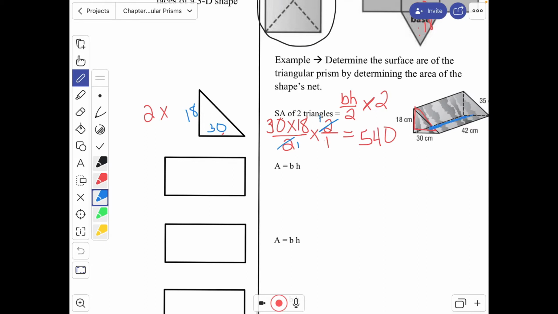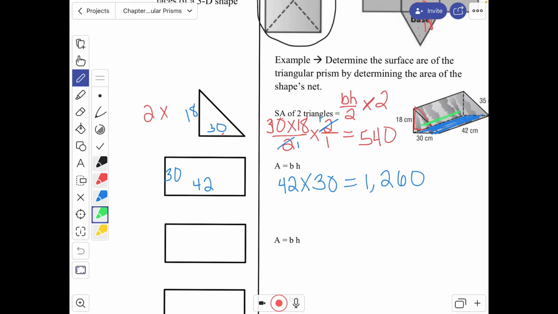Okay, so there's this rectangle on the bottom. And the formula is base times height for rectangles. The long side looks like it's 42 and the short side looks like 30. So the base would be 42 and the height would be 30. And 42 times 30 is 1,260.